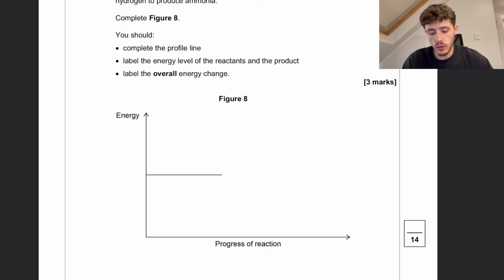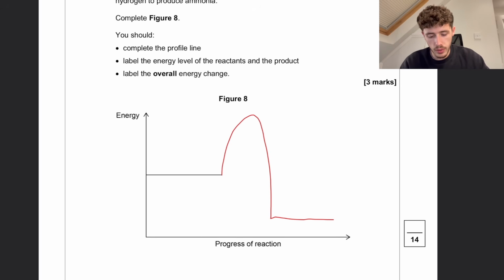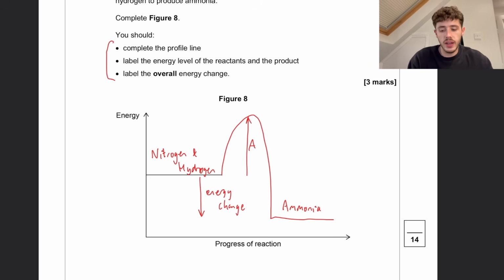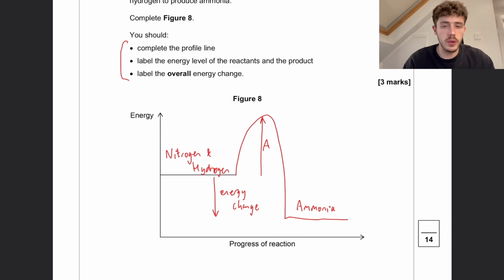The energy of the products at the bottom is going to be lower. So the graph is going to look something like this, where we can label that with a straight line. So here we can say the overall energy change, and then we can label nitrogen and hydrogen in the reactants, and then the ammonia in the products. Just make sure that you've done all 3 of these bullet points here, and you will get your 3 marks. You may also want to add in the activation energy, just for good practice, which is here, and I'll label that with an A, but that is not necessarily asked of you here.